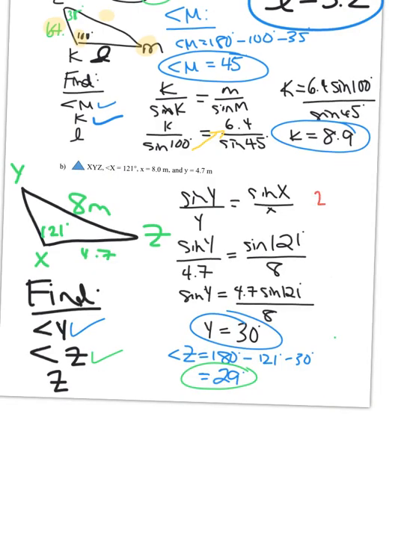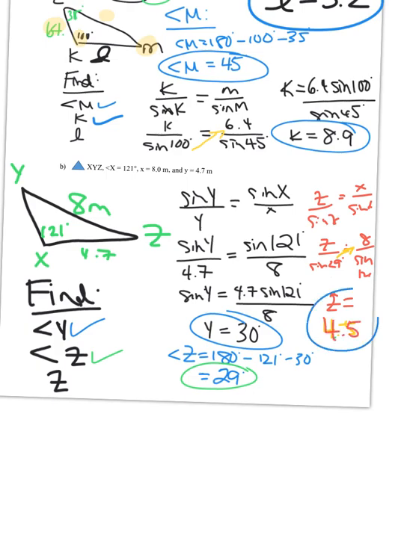To get side z, I'm going to have to squeeze it in here. So I have z over sine z, and I'm going to use x over the sine of x. To get z, sine angle z we just found was 29, and we have x was 8 over sine 121. Then to solve for z, go ahead and plug that in. Remember, you have to multiply sine 29 to the top. And I have 4.5, so 4.5 for our last side.